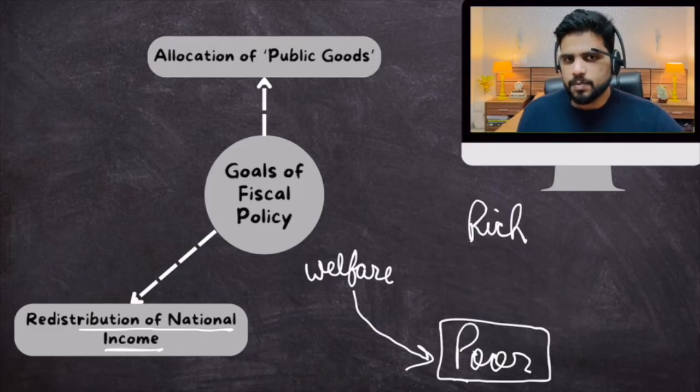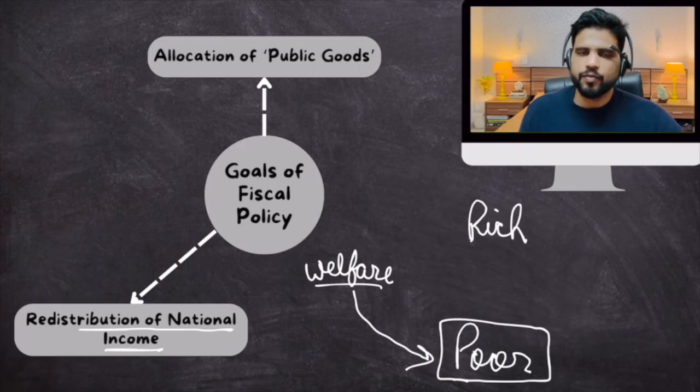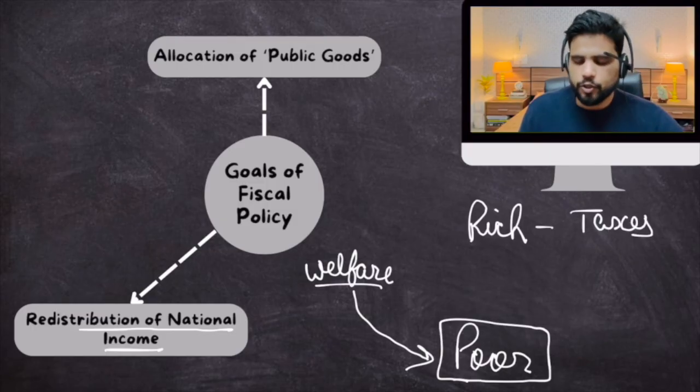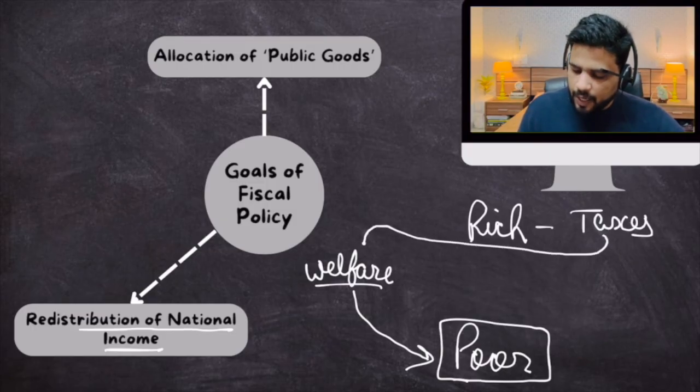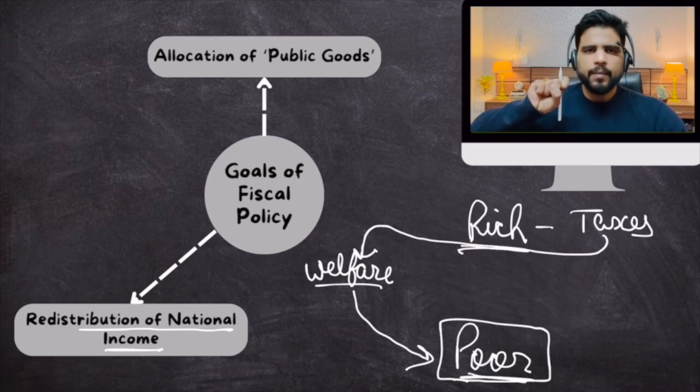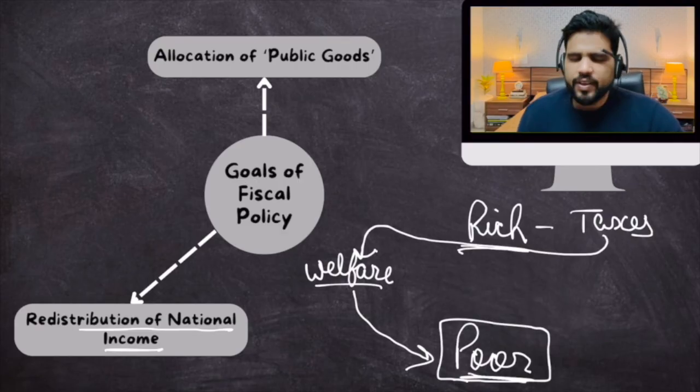But where does this money for welfare come from? Well, government levies taxes on the rich people. This money is allocated towards welfare, and this welfare money is spent on poor people. So in a way, government is playing Robin Hood in this case. Government is taxing the rich, taking money from them, and giving it to the poor through welfare schemes. Right? This is what government does.